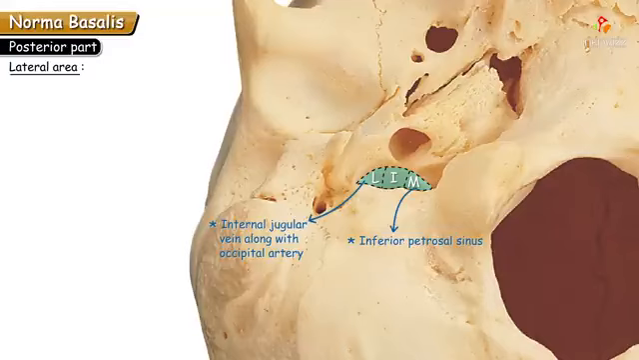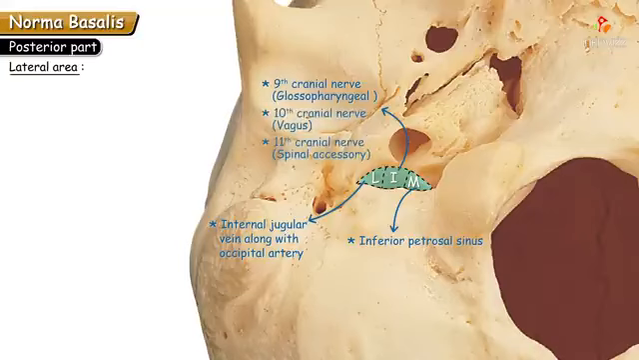That is the reason this foramen is called the jugular foramen. Along with the internal jugular vein, which is the continuation of the sigmoid sinus, there is an artery called the occipital artery. And the intermediate compartment is left over now. The intermediate compartment transmits the 9th, 10th and 11th cranial nerves. The 9th is glossopharyngeal, the 10th is vagus and the 11th is spinal accessory. So these are the 3 cranial nerves crossing the jugular foramen.